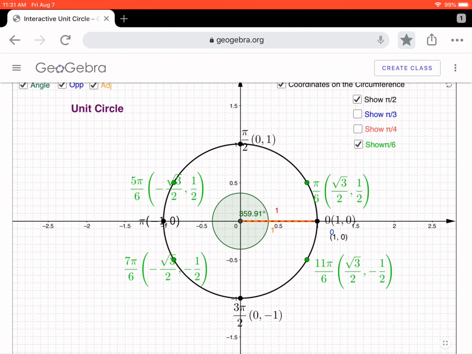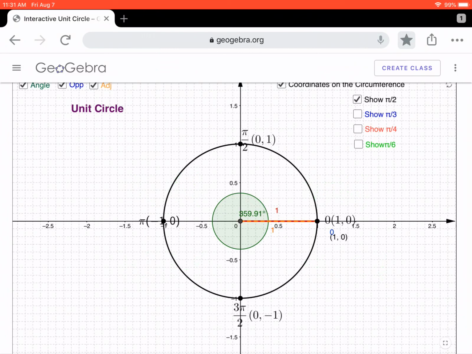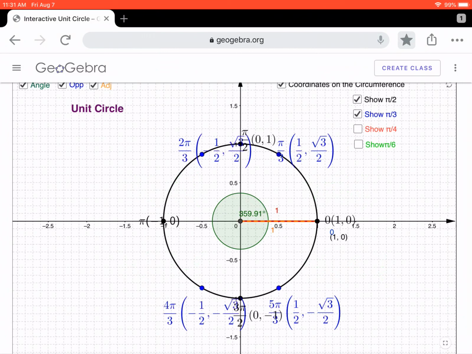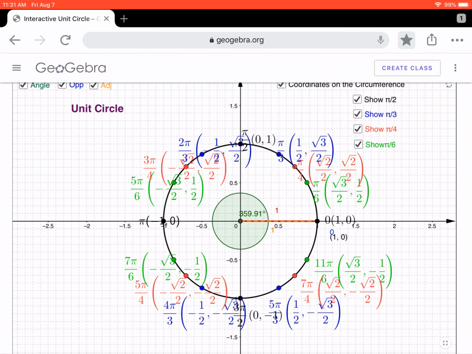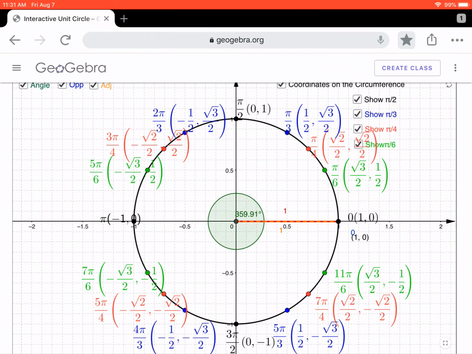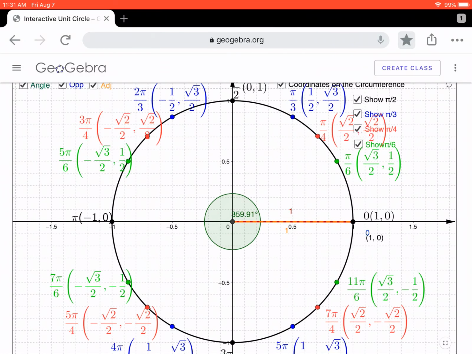So this is your unit circle. Let me go ahead and take the pi over 6 down and show you the pi over 3. All right, and if we look at all of them together, that is what your unit circle looks like, and you can certainly make that bigger or smaller so that you can see it.